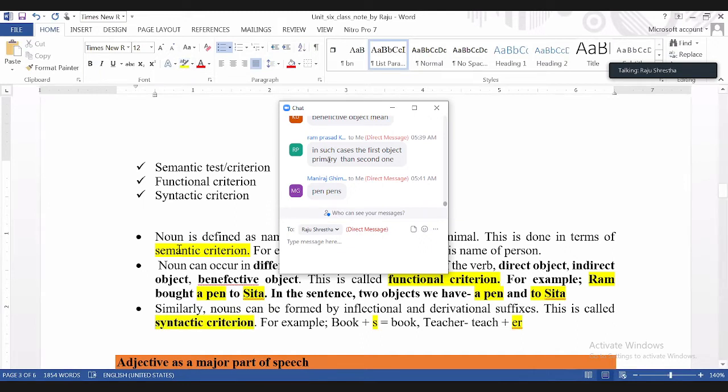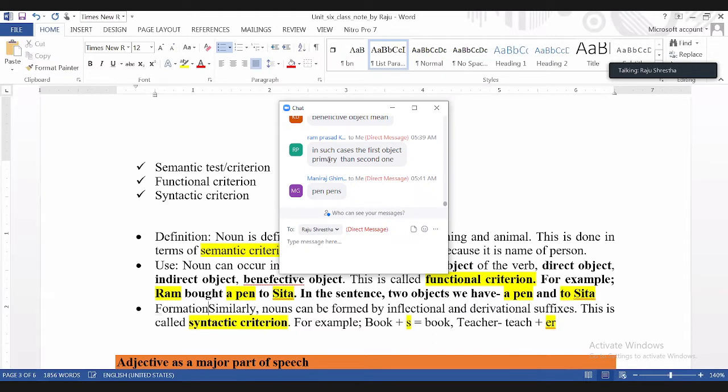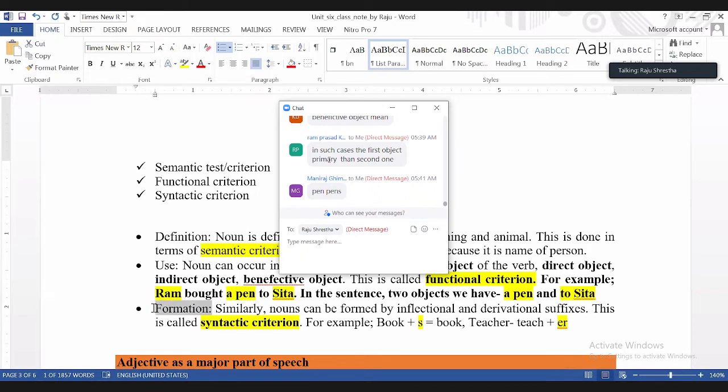And the semantic criterion is the definition, the meaning. The functional criterion is from the use part. This is from the definition point of view, this is from the use point of view, and this is from the formation point of view. In this way there are three tests, three criteria to talk about. Noun is one of the parts of speech. Why? There are three tests.